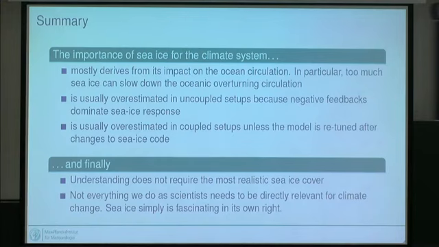And very finally, I'm convinced that not everything we do as scientists needs to be directly relevant for climate change. And sea ice, for me, really is fascinating in its own right. And I sometimes wonder if it might not free us from a lot of pressure if we start really admitting that and trying also to get that out to funding agencies who are so focused on everything must be related to climate change. And I very much like what Danny said in terms of describing the relevance of my talk.